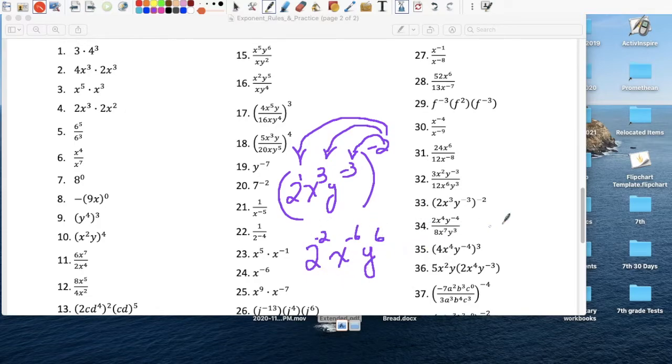We are still not done. Anything that's negative will go down. Anything that's positive will just stay. So the y to the 6 stays. 2 to the negative second power goes to the denominator, and then my exponent becomes positive. X to the negative 6, and you get x to the sixth power. Can we simplify that one more time? Yes, because y to the 6 stays, x to the 6 stays, and 2 to the second power we can write as 4.